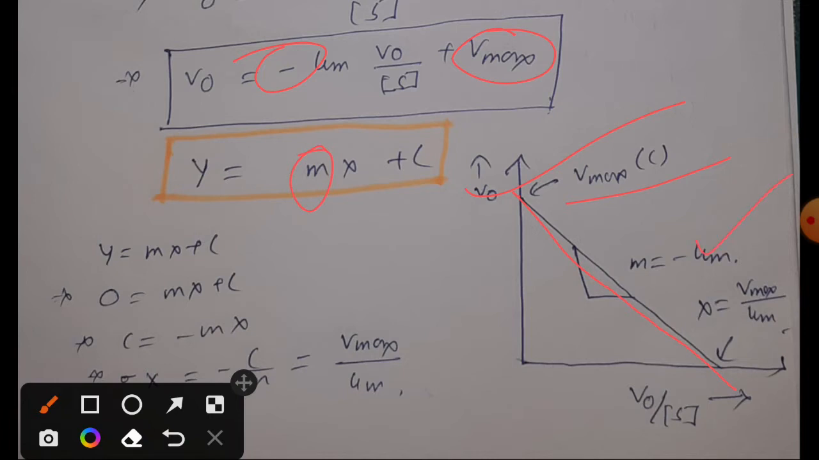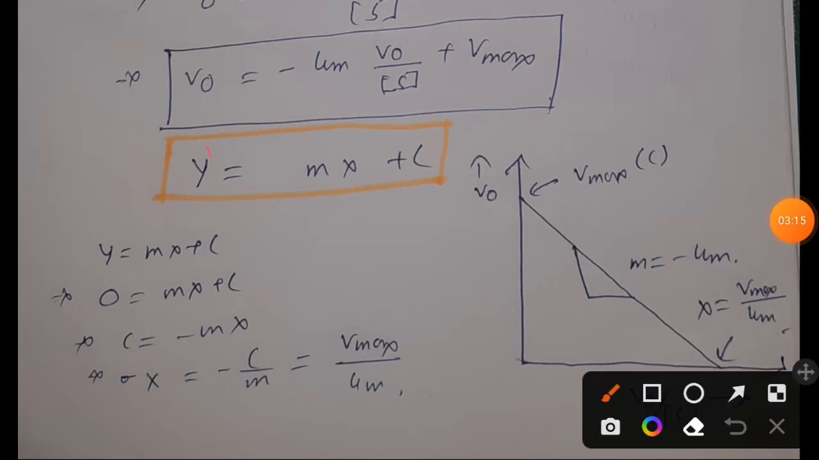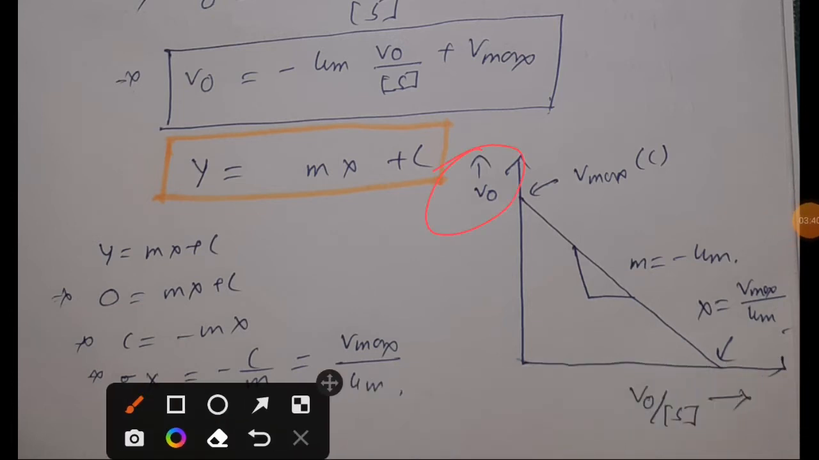In the previous video, one thing I forgot to mention is how you can calculate the intercept of x. You can calculate it easily by taking y = 0, so you will get x = -c/m. By putting in the value of c, that is Vmax, and the value of m, you can get your answer. Similarly, you can do this for the Lineweaver-Burk equation also. So this is the graph. V0 is on the y-axis and V0 divided by substrate concentration is on the x-axis.